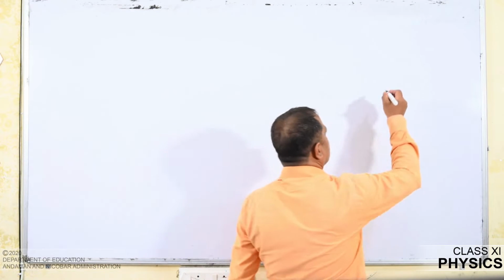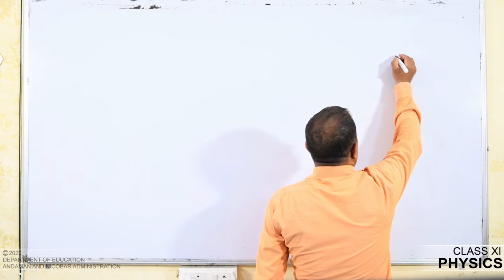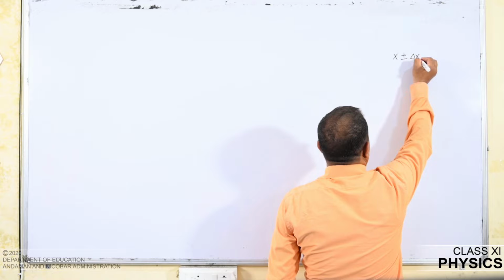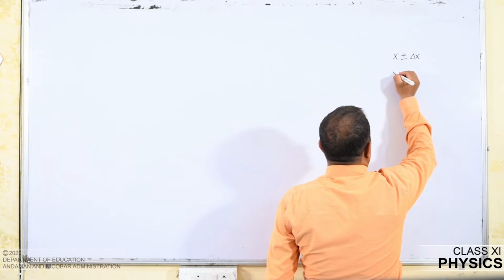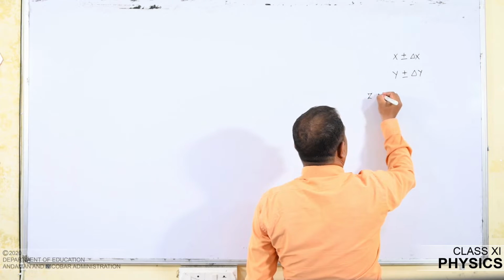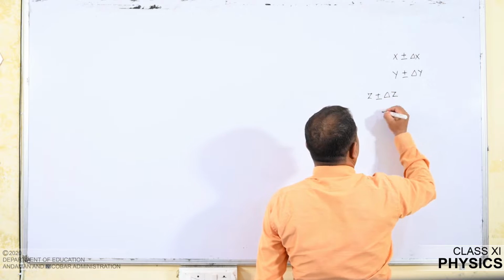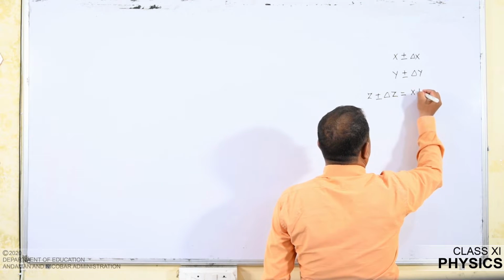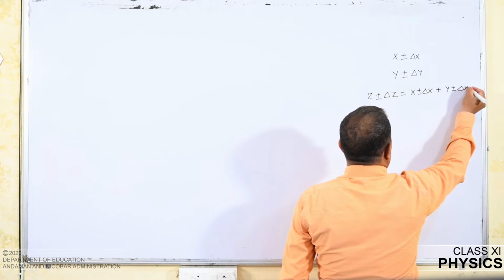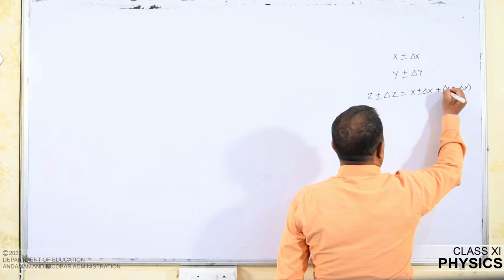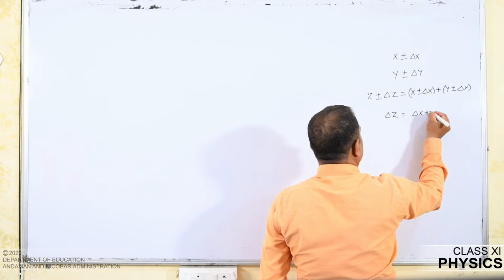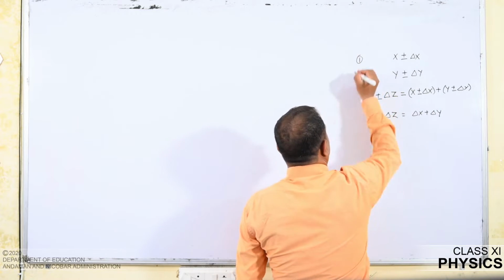Let me say it like this: if we had the error in the first measurement as x plus or minus delta x, and the second is y plus or minus delta y, and when I added the two, x plus or minus delta x plus y plus or minus delta y is equal to z plus or minus delta z, we found the maximum error present here is equal to delta x plus delta y. This was the first thing we saw.